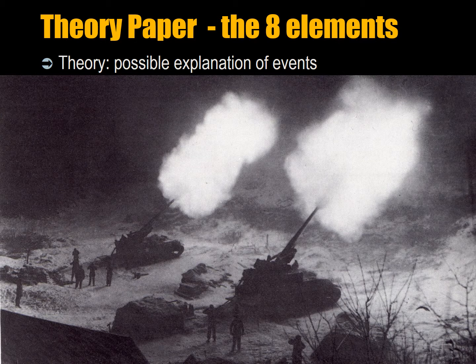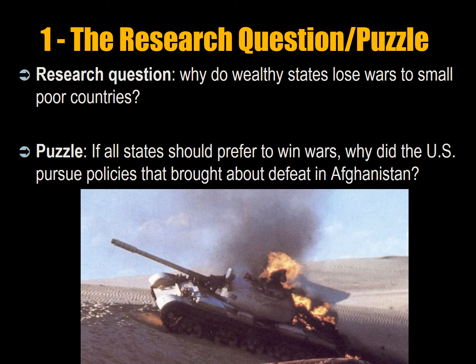Now, a theory is a possible explanation of events, and it has 8 elements. These 8 elements will also be the 8 parts of your final course paper. The first element of a theory is the research question, or better yet, the puzzle or the problem. A research question could be, why do wars happen? Why do wealthy states lose wars to small, poor countries?